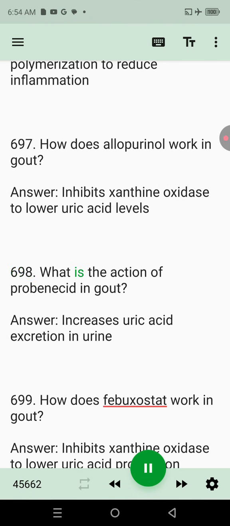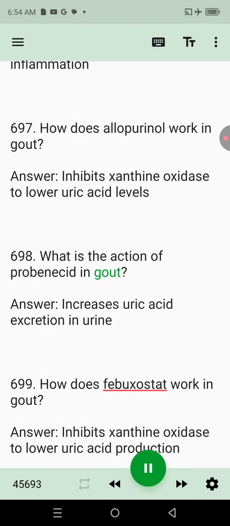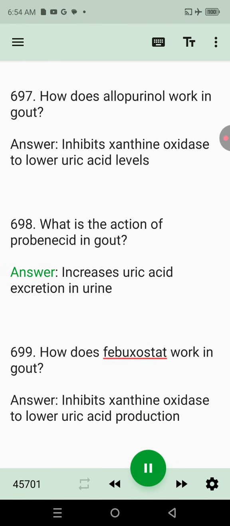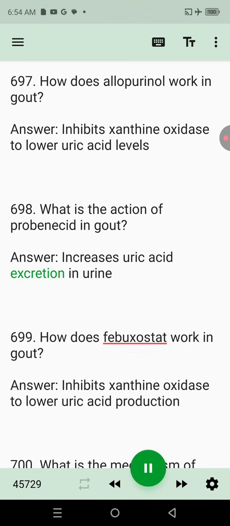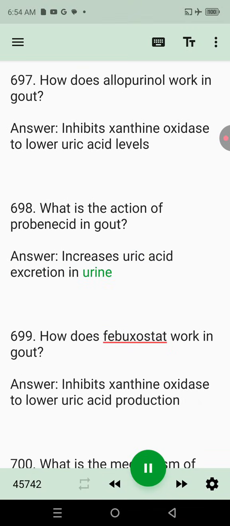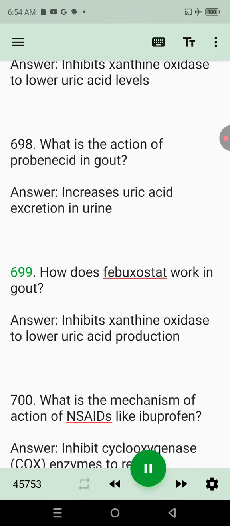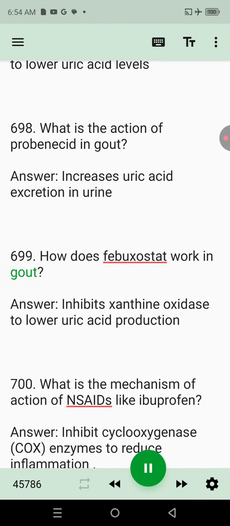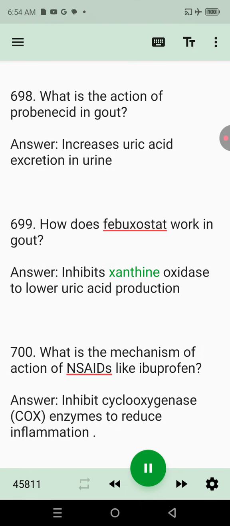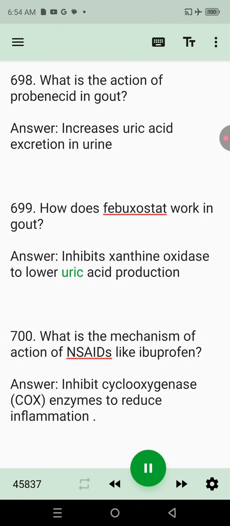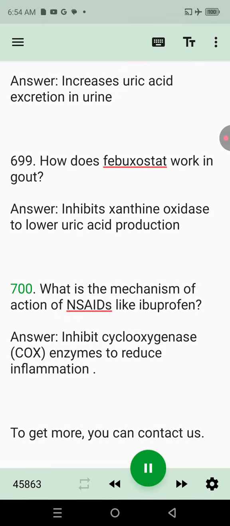698. What is the action of probenecid in gout? Answer. Increases uric acid excretion in urine. 699. How does febuxostat work in gout? Answer. Inhibits xanthine oxidase to lower uric acid production.